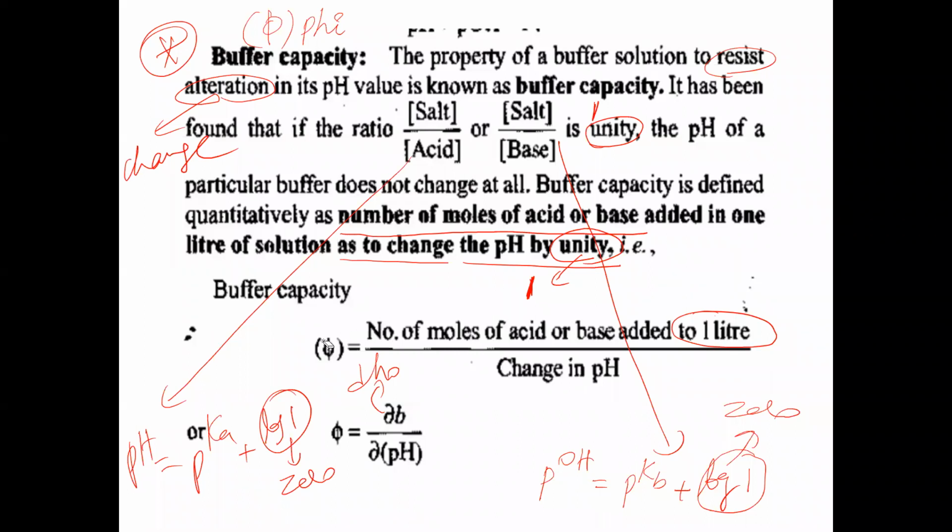Buffer capacity, this phi value, and the number of moles of acid added are directly proportional. Both are directly proportional. That means if more moles of acid are required to change the pH by 1 unit, the buffer capacity of that buffer solution will be greater. If fewer moles of acid are enough to change the pH by 1 unit, the buffer capacity will be less.